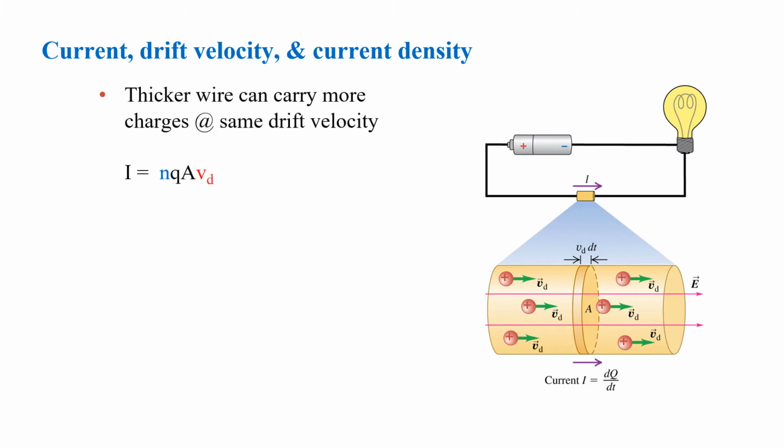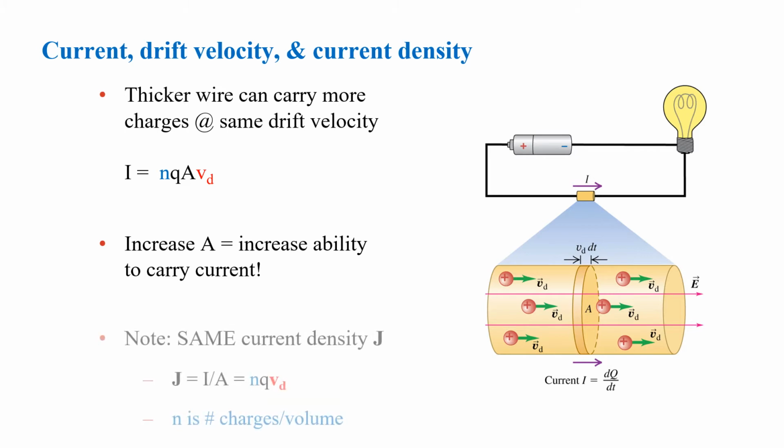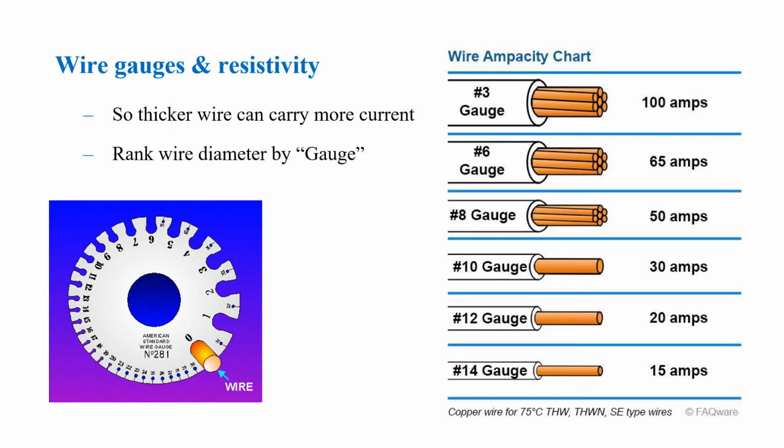A thicker wire can carry more charges at the same drift velocity. As you can see from the equation, I equals nqAvd, if you have a greater area A, then your current I will also be greater. You increase A, you increase the ability to carry current. Note that this is the same for current density J. As we said in the previous slide, a thicker wire can carry more current, and you can rank wire diameter by gauge.